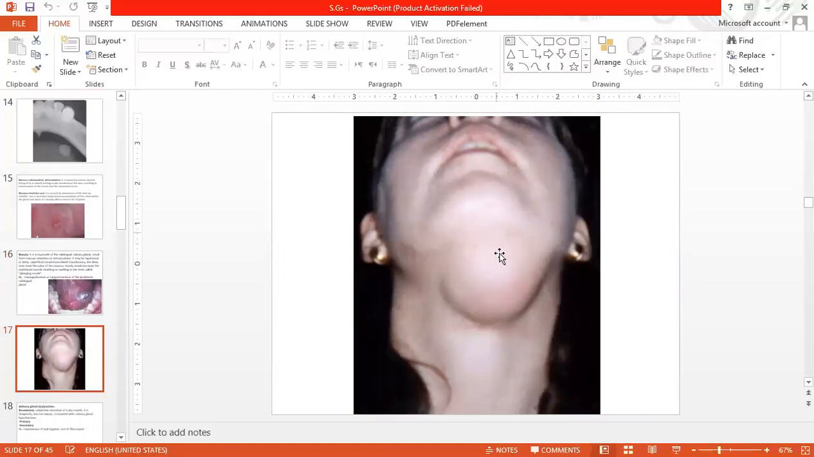So in this case, the ranula is not only in the floor of the mouth, but part of the ranula is emerging or penetrating through the mylohyoid muscle to emerge from the submental area, causing what we call a plunging ranula.